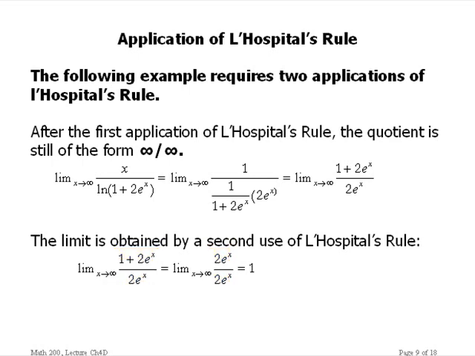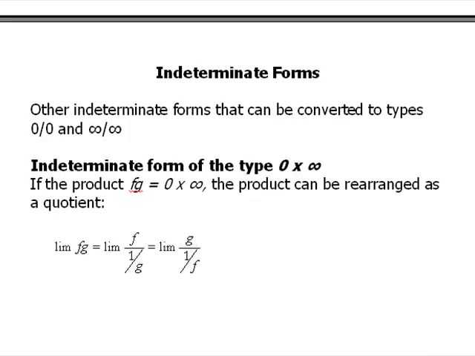So the purpose of this was to show you that if you have an indeterminate form, you take those derivatives and you end up with another indeterminate form. It does not always have to be the same type as the indeterminate form that you started with, just as long as it's another indeterminate form. Then you can apply L'Hopital's rule a second time. There are other indeterminate forms, and these can be converted into 0 over 0 or infinity over infinity.